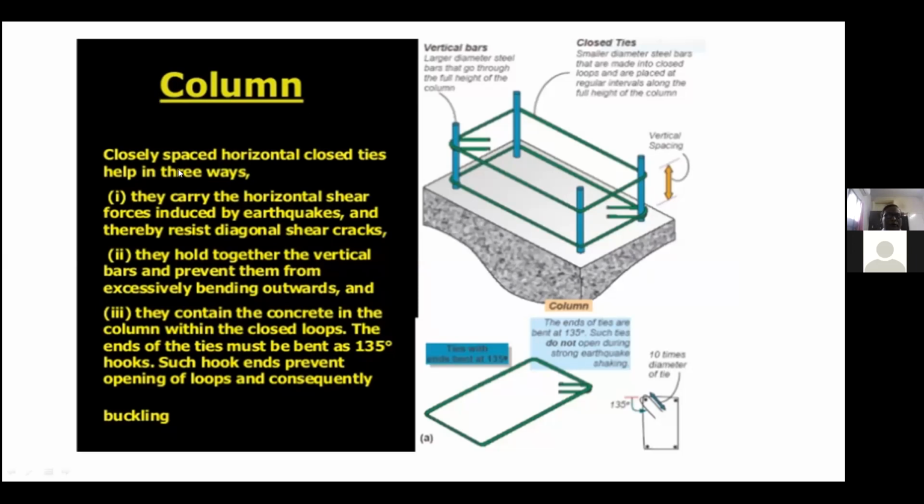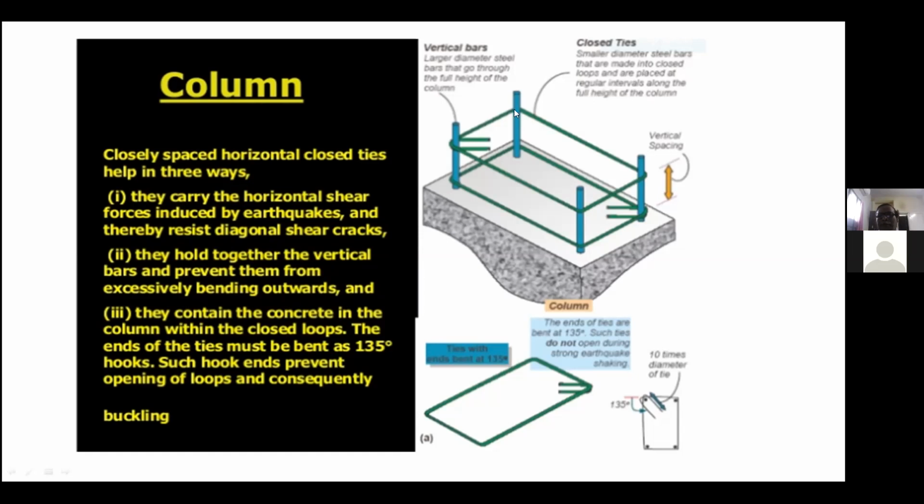Whenever you talk about the closely spaced horizontal closed ties, they help in three ways. What are the advantages? They carry the horizontal shear force induced by earthquake and thereby resist the diagonal shear crack. So whatever shear comes from the earthquake, your stirrups must be capable of withstanding it. That is one point. Second, they hold together the vertical bars and prevent them from excessively bending outward.